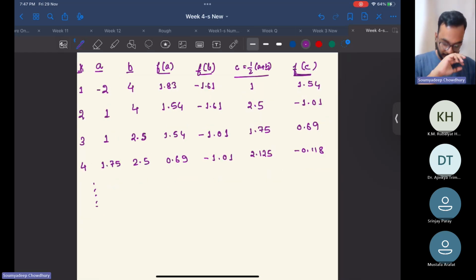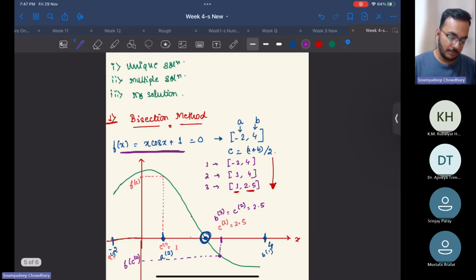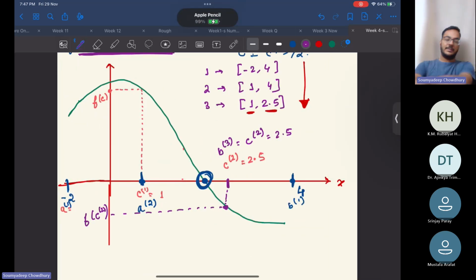So in this way, we have to continue till this f of c approaches 0, that is, it crosses the tolerance limit. Okay, so this is about the bisection method. And why is it called the bisection method? Is it clear? It is called the bisection method because at every step we are bisecting the interval.